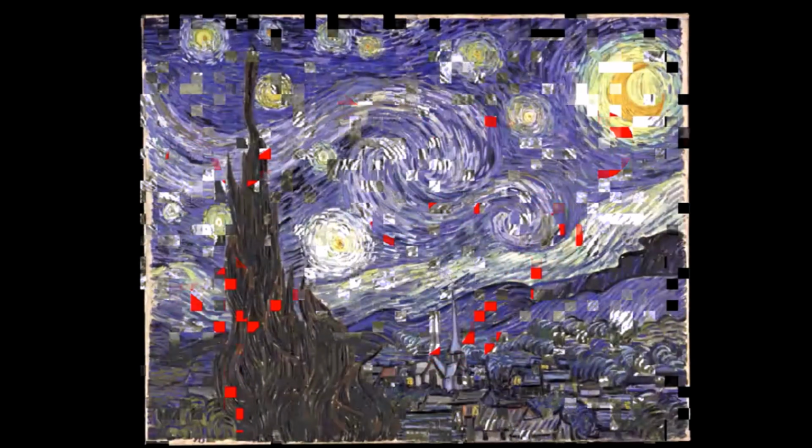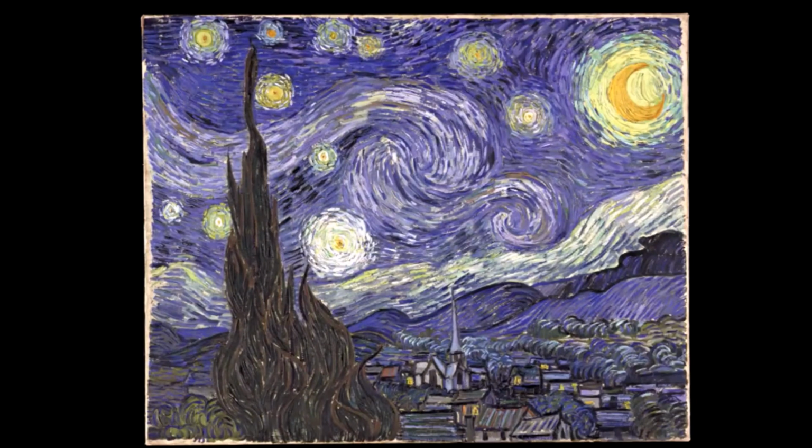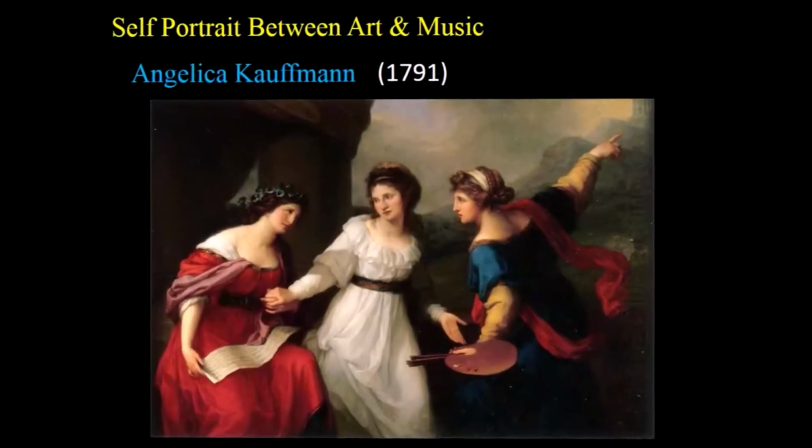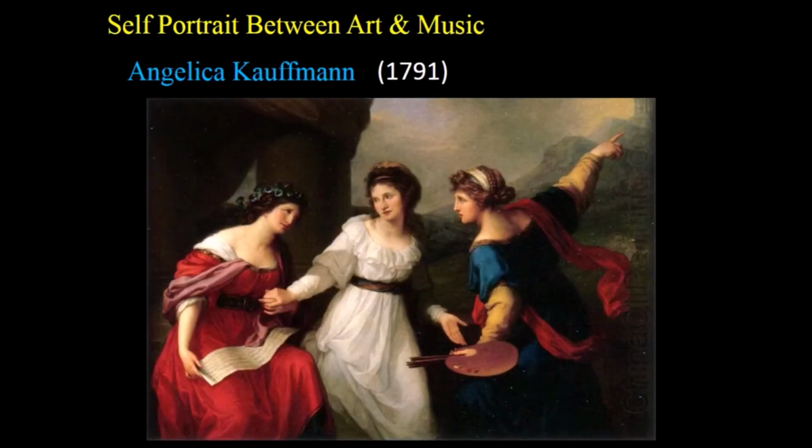Harmony is the feeling of unity between all parts of the work of art, which creates a sense of completeness and beauty. In Angelica Kauffmann's self-portrait, notice how the red of the figure of music is repeated in the sash of the figure of art. The blue of the figure of art is replicated in the flowers in music's hair, and both are represented in the belt around Angelica's waist. The figures are proportionately alike, and also triangles are used to balance the composition.